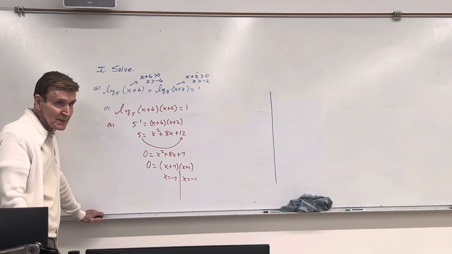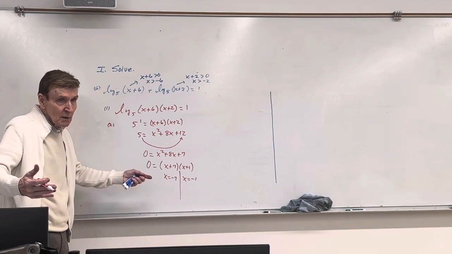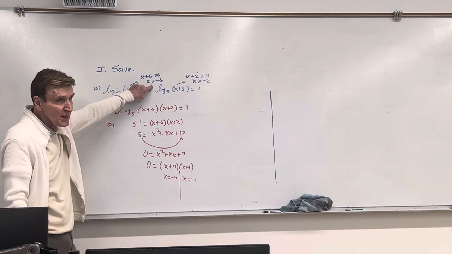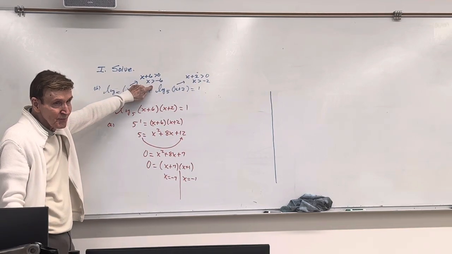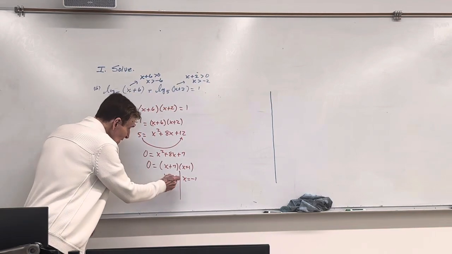Is that true, guys? I see some looks like, whoa. Now, can I accept them? Negative 7. Is negative 7 greater than negative 6? No. On the number line, is negative 7 greater than negative 6? No. Gone.